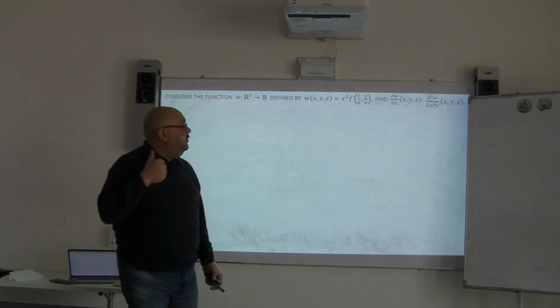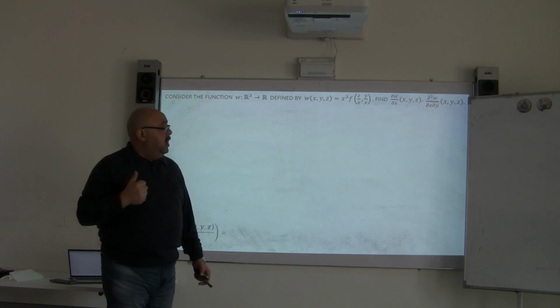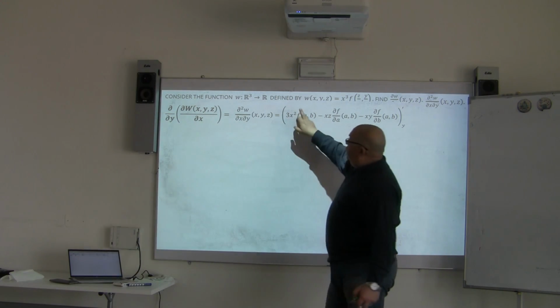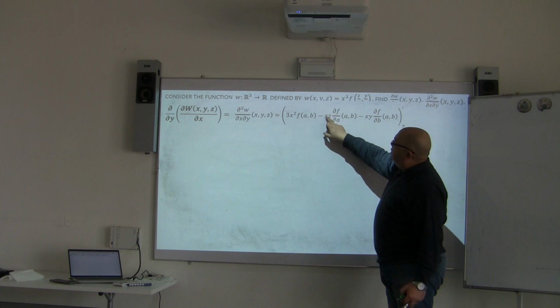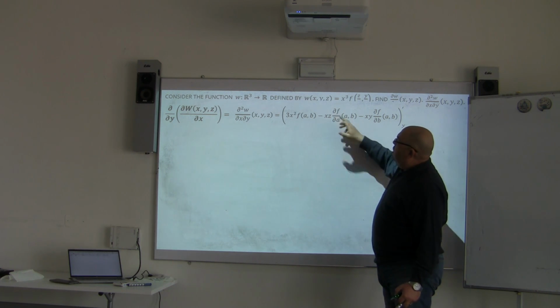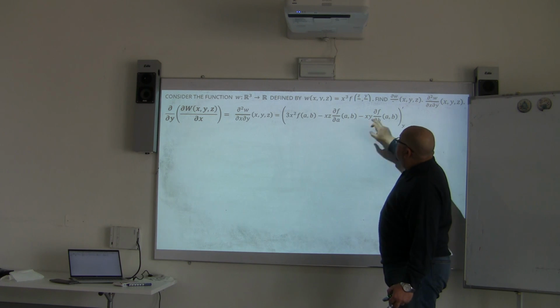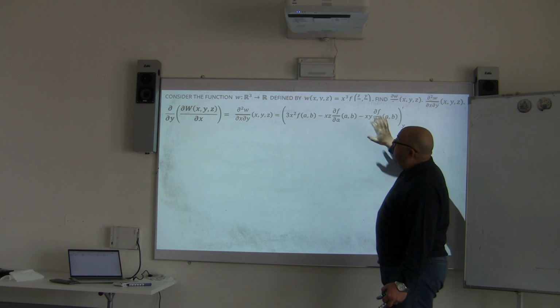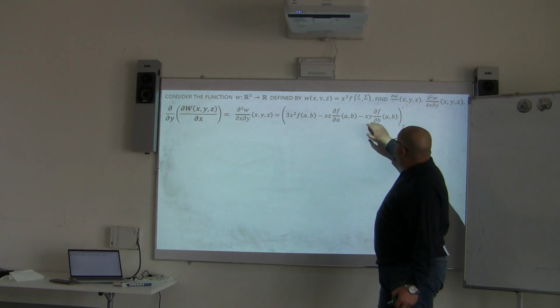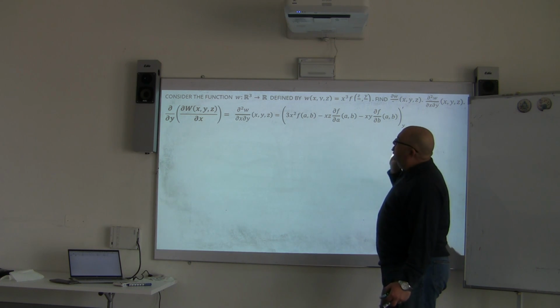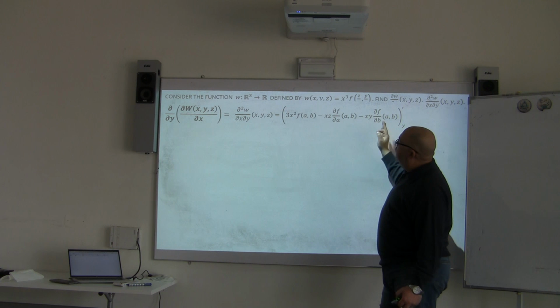So now I have the first derivative with respect to x, which is given, as you can see, by 3x squared times a function of a and b, minus x z partial f partial a, which is also a function in a and b, minus x times y partial f partial b, which is a function in a and b. Now I need to differentiate all of this once more, but this time with respect to y. How to do it?